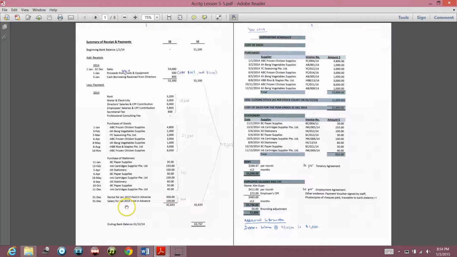Salary also. Your employee goes and asks you, hey boss, can you pay me January 2015 salary now because I got some problem and I need the money. So you are so kind, you pay your employee first. So let's say on 31st December, your employee says, I want to resign. Then you go and tell your employee, you owe me $100, correct or not? Because I paid your next month's salary in advance, so you owe me 100. Yes. So this 300 and 100 is the same meaning as debtor.